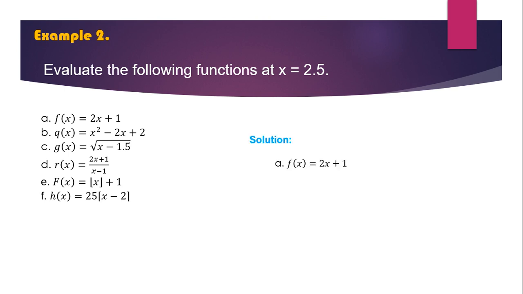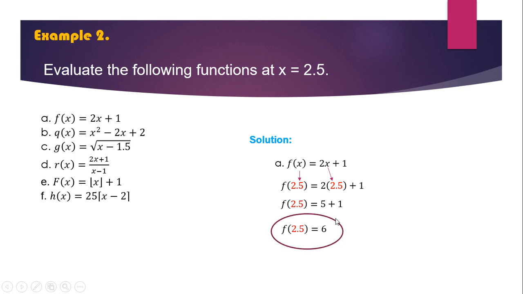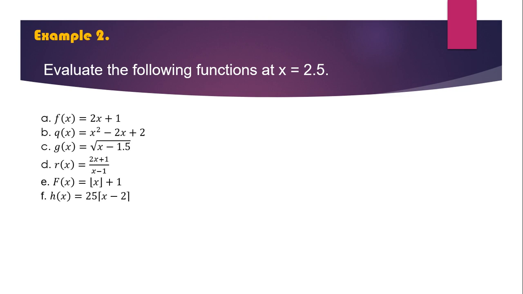So letter A, f of x is equal to 2x plus 1. We're going to evaluate this function at x is equal to 2.5. So just simply substitute x with 2.5. That is f of 2.5 is equal to 2 times the quantity of 2.5 plus 1. Then we're going to simplify. 2.5 times 2 is equal to 5 plus 1. Then just add 5 plus 1. So the answer is f of 2.5 is equal to 6. So let's proceed with letter B.